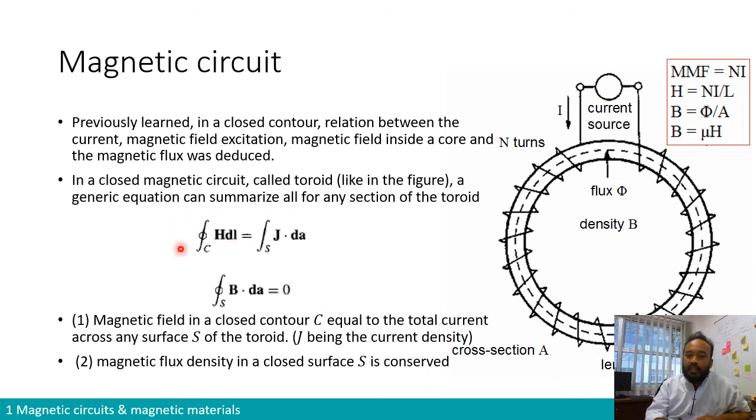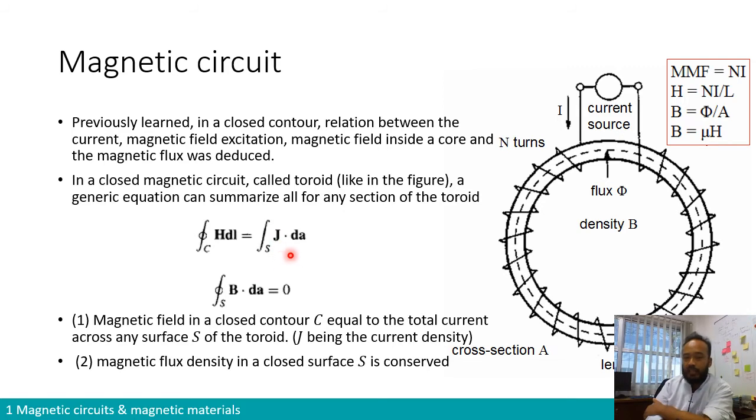The first equation explains the magnetic field in a closed contour C. So this is basically an integration in a closed contour C, meaning this closed path C. So you add all the H, all the magnetic excitation across the inside of the toroid, multiplied by the length. So dl means you add all the smaller lengths of the toroid. The integral of dl means it is the total length. If you multiply H by l, it will equal the integral of J dA.